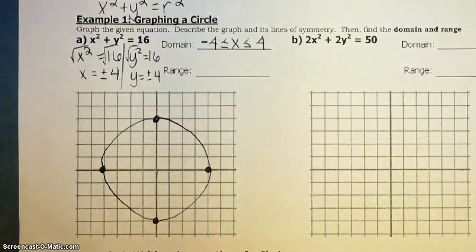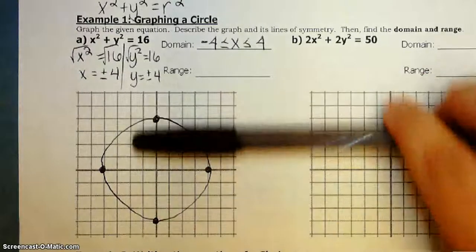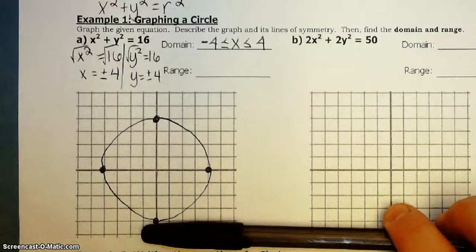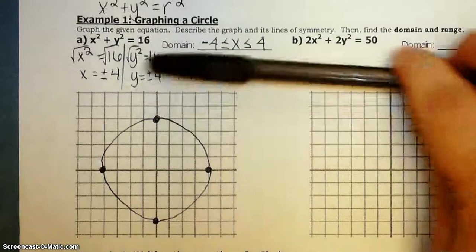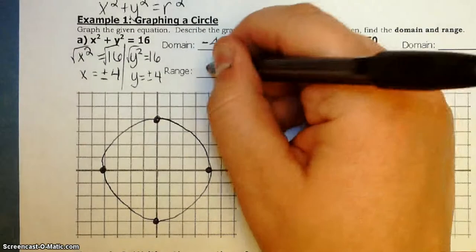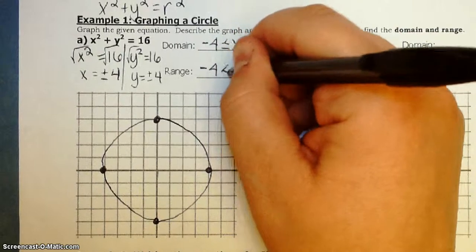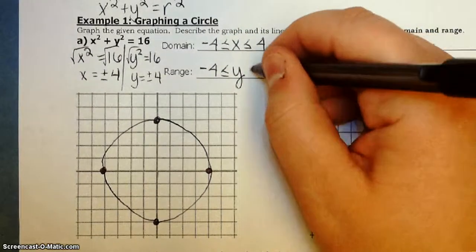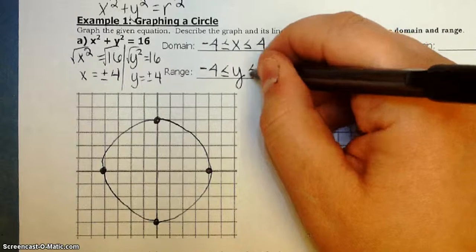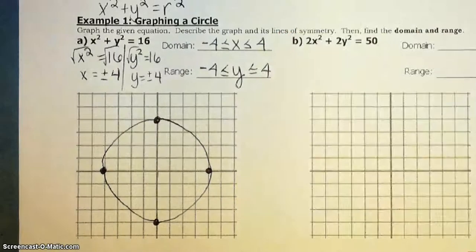Now I'm going to switch to my range. How do I move up and down on the graph? My lowest point here is -4, and it goes up to +4. So nothing above that, nothing below that. Our range is going to look exactly the same: -4 less than or equal to y, this time since I'm talking about the y-axis for the range, and then less than or equal to +4.